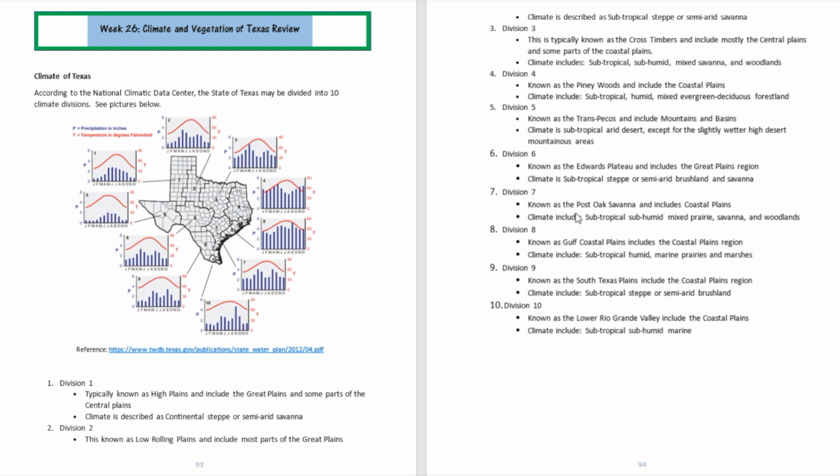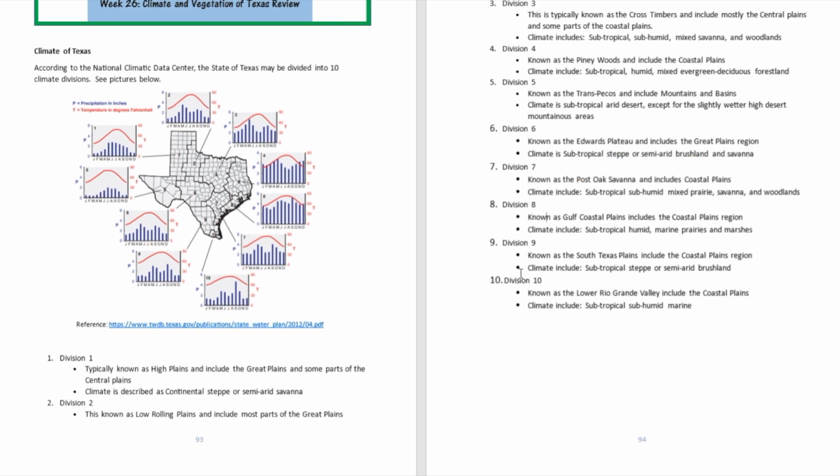Division number 7 is known as Post-Oak Savanna, and it includes the coastal plains around Texas. And the climate over there is going to be subtropical, subhumid, mixed prairie, savanna, and woodlands. Division number 8 is known as the Gulf Coastal Plains, and it includes the coastal plains region of Texas. The climate is going to be subtropical, humid, marine prairies, and marshes.